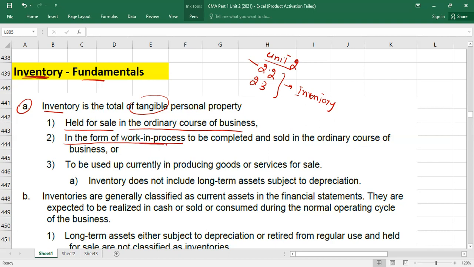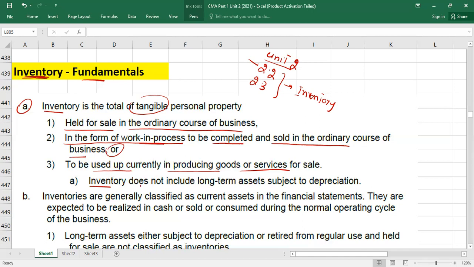So inventory could be in the form of work in process to be completed and sold in the ordinary course of business. Or it could be used up currently in producing goods or services for sale. The best example is raw material, which you will use in production to sell. Sometimes inventory could be a consumable item also. Please remember, inventory is always your current asset. Even though it is tangible, it is your current asset.